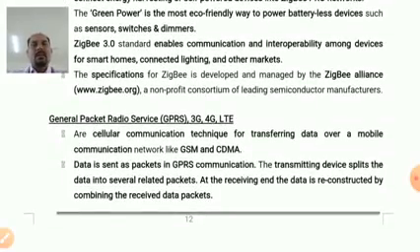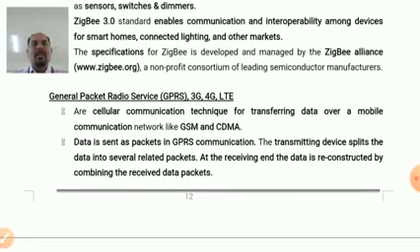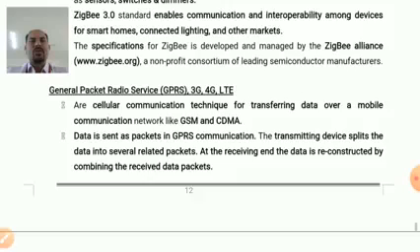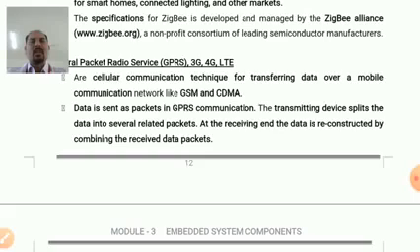The next type of communication interface is General Packet Radio Service, that is GPRS, 3G, third generation, 4G, fourth generation, and LTE, long-term evolution. These are all cellular communication techniques for transferring data over a mobile communication network like GSM and CDMA. GSM stands for Global System for Mobile Communication. CDMA stands for Code Division Multiple Access.